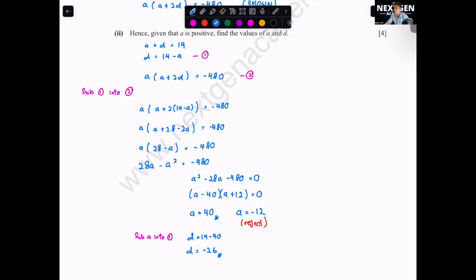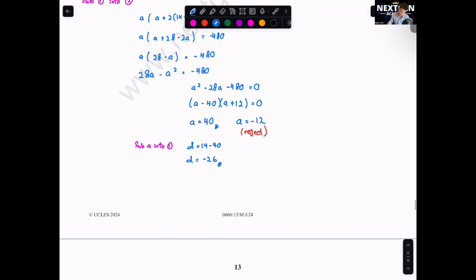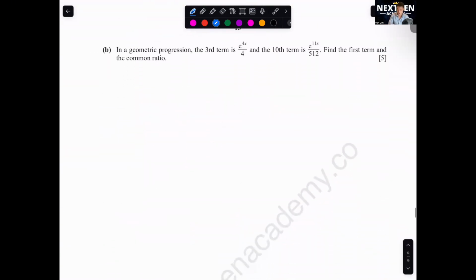Okay, number 10. Wait, haven't finished yet. Okay, this one 10A. Good, right? Okay, just now everyone, okay, 10A. 10B, I think just now a few of you not too sure. Okay, 10B is a geometric progression type of question.